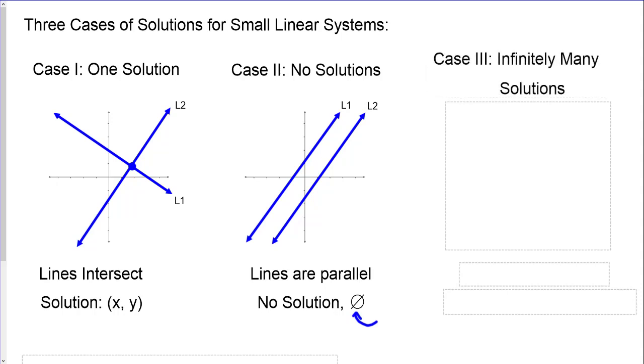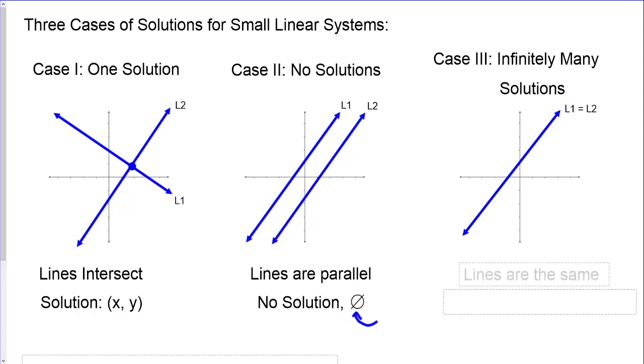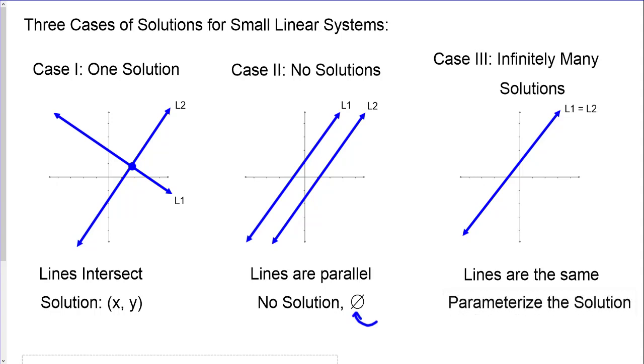The third case is when there are infinitely many solutions. When there are infinitely many solutions, the two lines in question happen to map out the exact same set of points. So the two lines are effectively the same line, and in order to express the solution, we must parameterize the solution. And I'll show you through an example what that looks like when we get to that case.